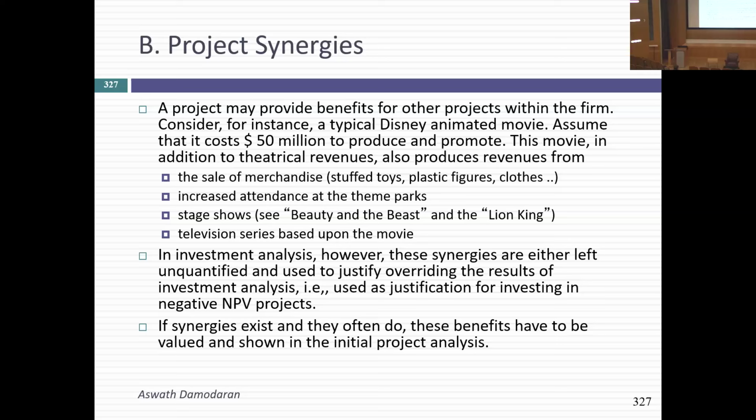So the question is, when you look at a new Disney project, how do you bring these side benefits in? Not should you, because clearly you should. How do you bring these side benefits in? Because clearly those side benefits, and you can call them synergies, I don't know what word you use, are side benefits for the rest of the company.